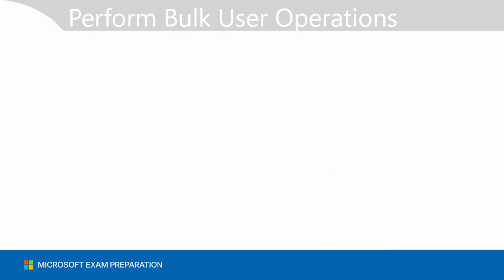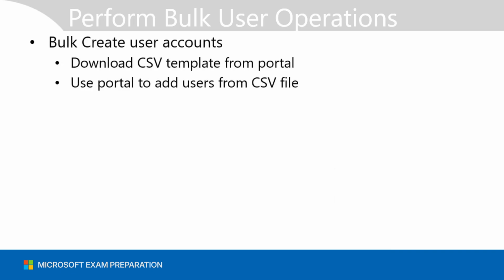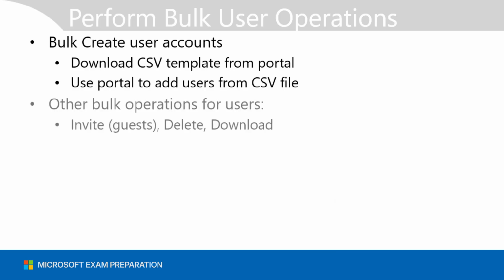If you're not going to integrate with on-prem Active Directory, but you still have a lot of users you want to add, you may want to look into the bulk user operations available. So there are bulk creates for user accounts. You just download a CSV template file from the portal, fill out the CSV file, and then you can upload it back to the portal. In addition to creating users this way, you can also invite guests, delete users, and download a list of users to a CSV file.